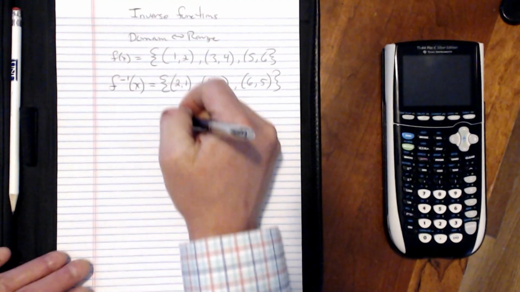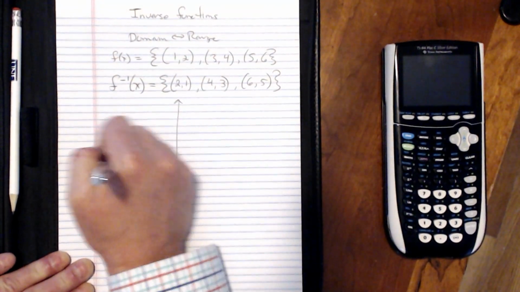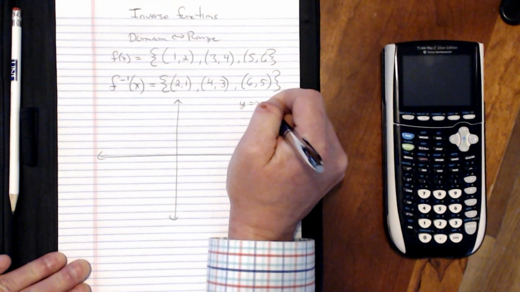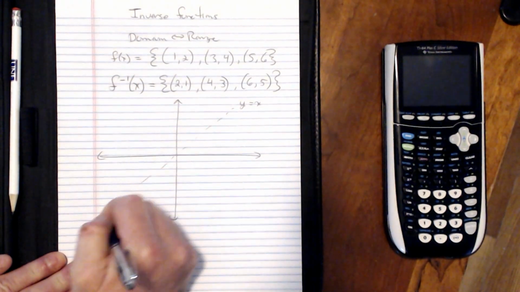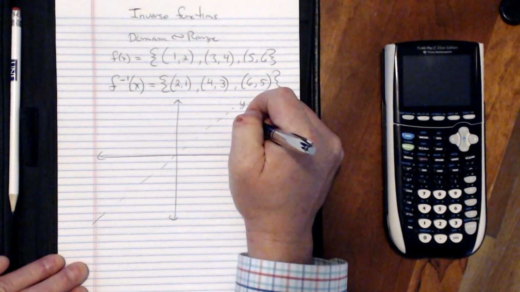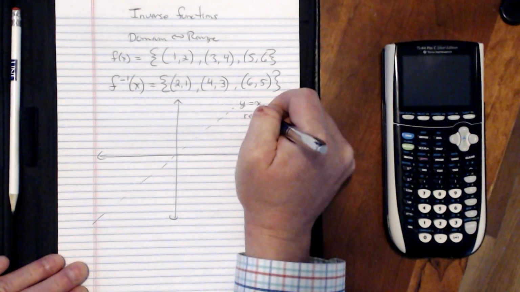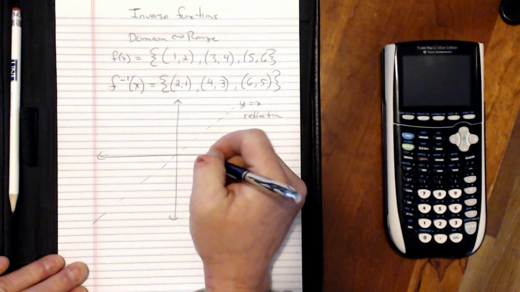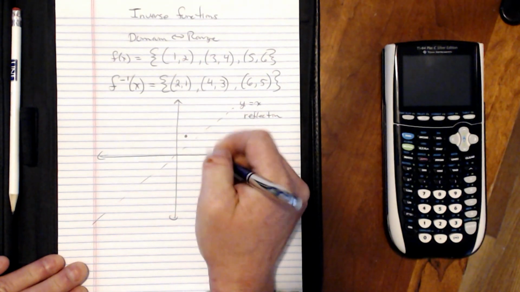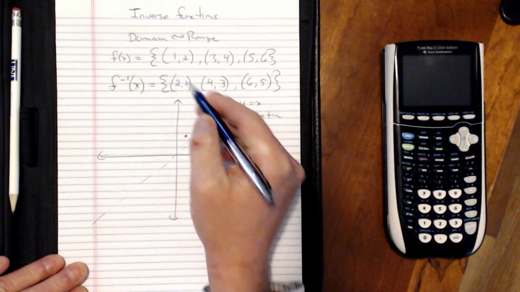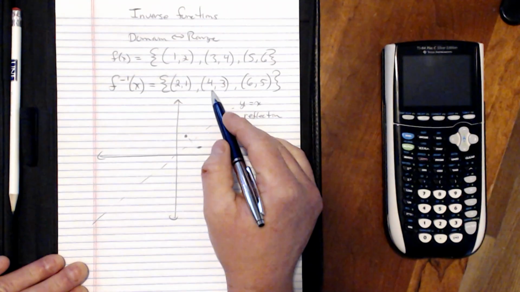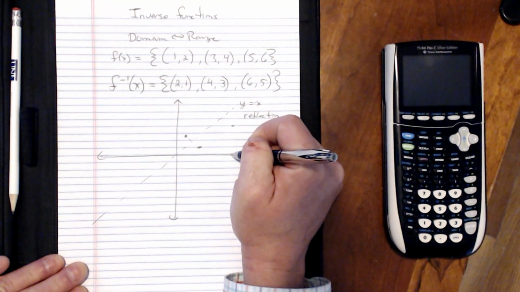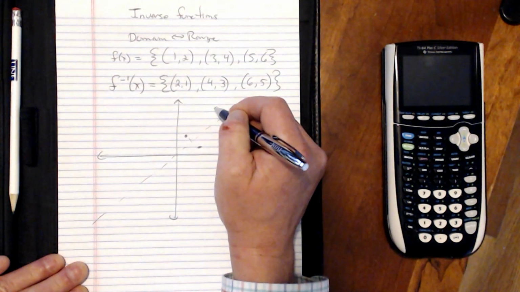The effect of what happens when you look at a graph of any inverse function is you have a line y equals x, and this becomes a line of reflection. For example, if I have the coordinate point (1, 2), that will be up here. That's going to get reflected to the coordinate point (2, 1). The coordinate point (4, 3) may be somewhere here. That gets reflected to (3, 4), which is going to be up here.